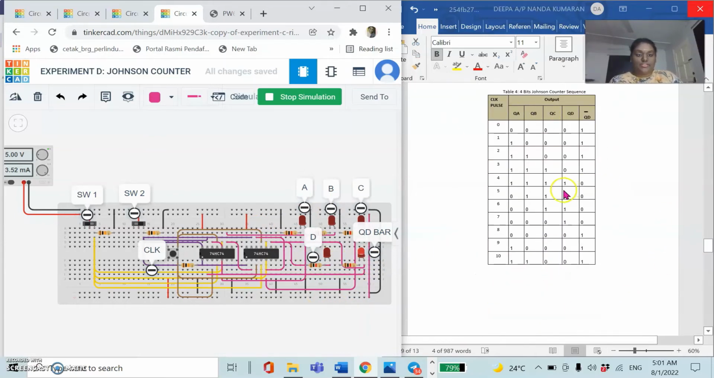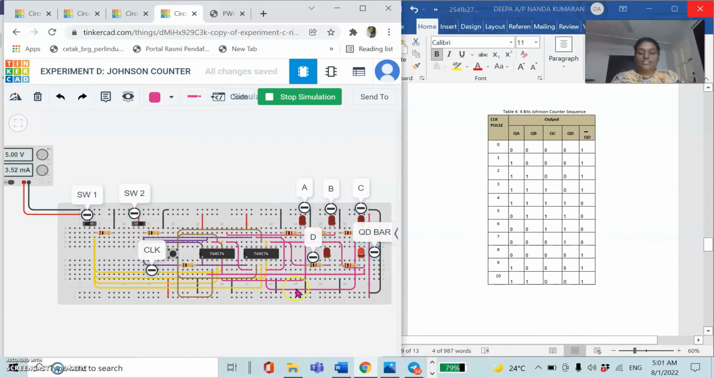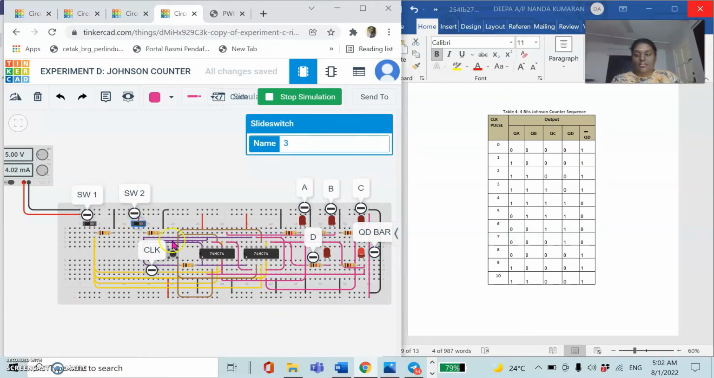So this is my truth table for this experiment. When the clock is 0, only QD bar is on, and then switch 2 is on, and then clock. At clock 1, QA and QD bar are 1 and the others all 0. Then clock 2, QA, QB and QD bar are on and the others all 0. Then clock 3, QA, QB, QC and QD bar are on, others all 0.